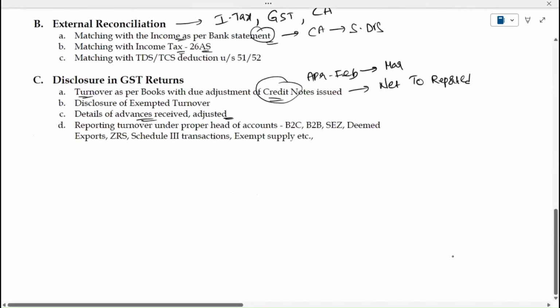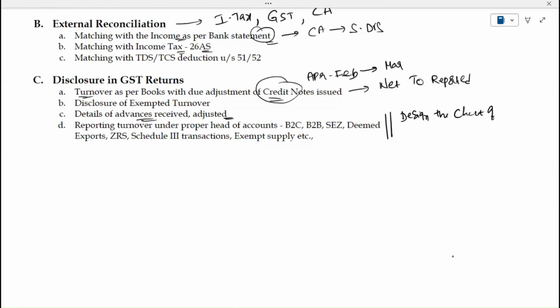This information, please keep in mind, design the chart of accounts from income tax, from GST, from your financial statements reporting point of view. If I have labeled the chart of accounts properly, this becomes easier.